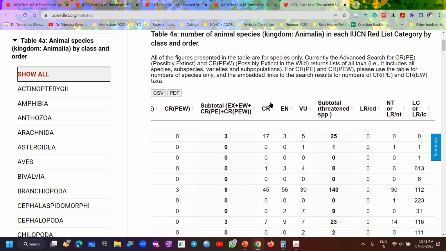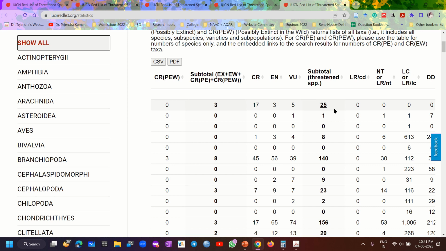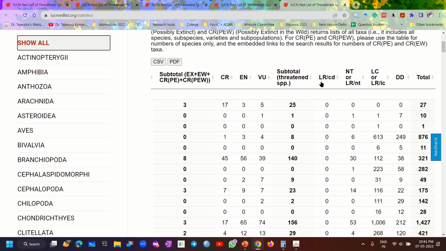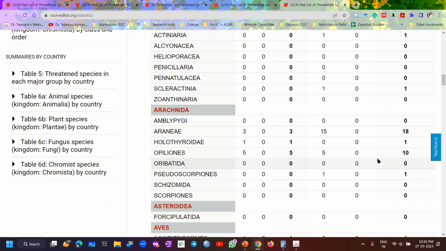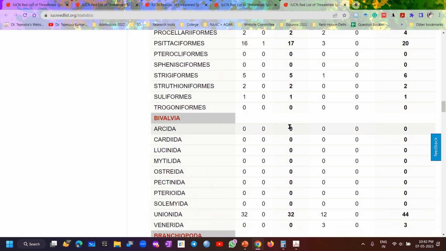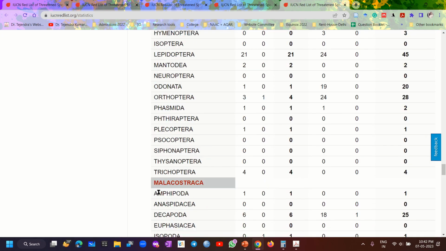Now, critically endangered, endangered, vulnerable. The subtotal of all these three categories is said to be threatened species. Next are the other categories, like near threatened, least concern, or data deficient. So these are the different categories which are given here. You can see and find which categories have how many species.